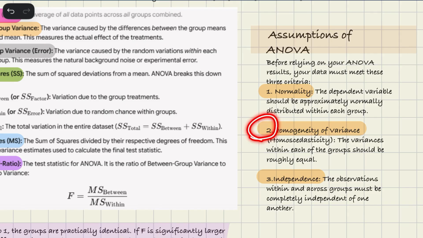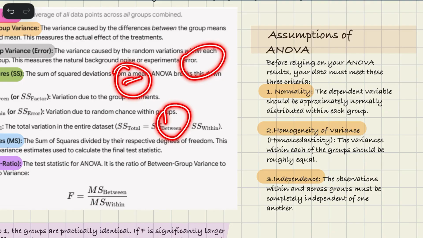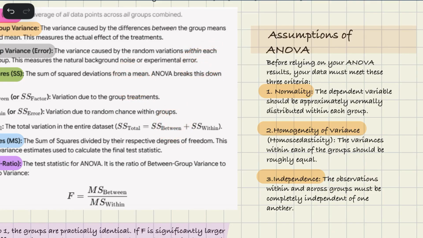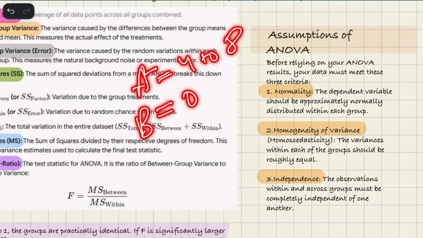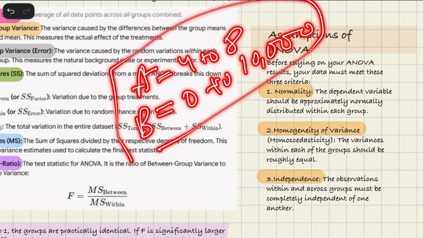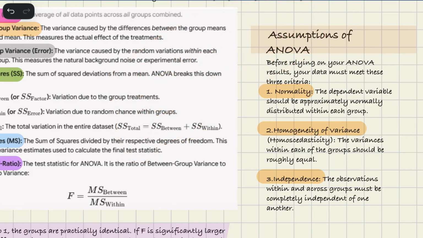Then comes the homogeneity of variance. Okay, this is a fancy term that means equal spread. The variance inside each treatment group needs to be roughly equal. So if group A's data ranges from 4 to 8, and group B's data swings widely from 0 to 10,000, let's say, you cannot run a standard ANOVA on this particular data set.